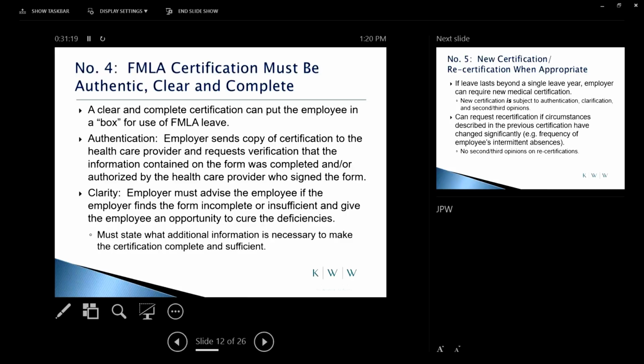You can in fact require the doctor to guess, to fill in some parameters for the duration and frequency of the leave. And then when it comes to managing that intermittent leave, those parameters become very important, which is why you can't let the employee and or the doctor get away with an uncertain or unknown response to that question in particular.